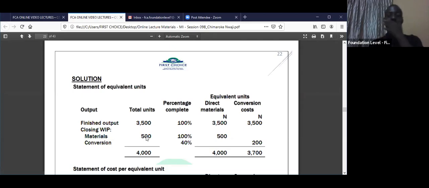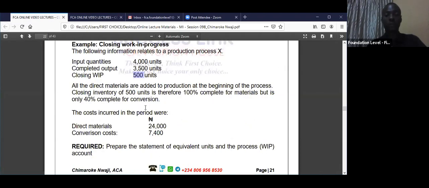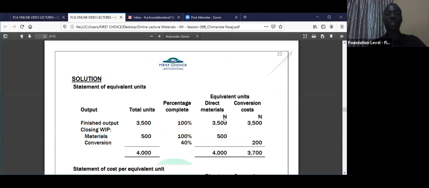We are told that the finished product would have been 100% complete for material, 100% complete for labor. So if it is 100% complete for material, that means, is it Naira? I don't think it's Naira. This should be units, not Naira. So if it is 100% complete, that means 100% of 3,500 is 3,500. Complete for labor and conversion, all that. If it is 100%, it will be 3,500, 3,500.